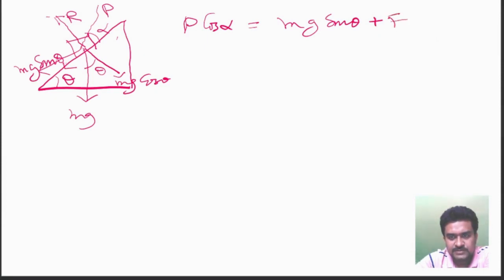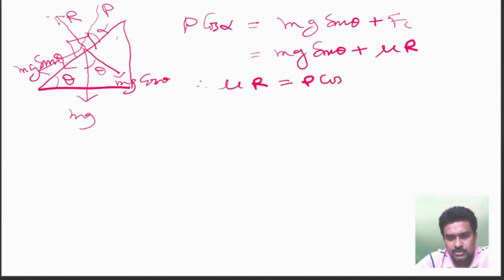So this is equal to Fc, and in the second line we can write down like this: mg sin theta, and Fc is mu R, simply mu R. So mu R is equal to P cos alpha minus mg sin theta. So this is equation 1, say.